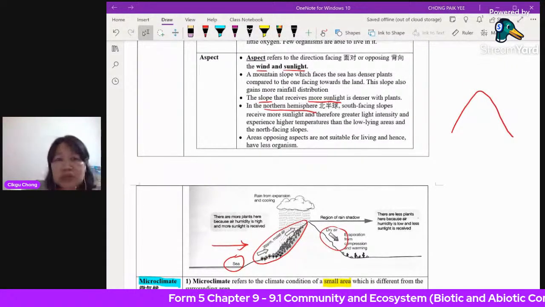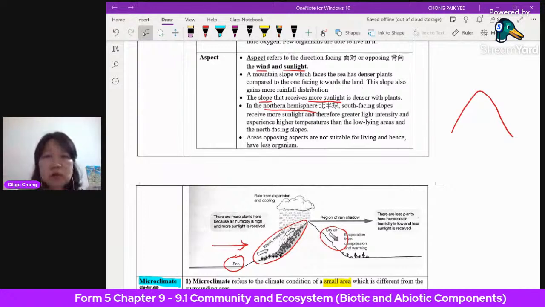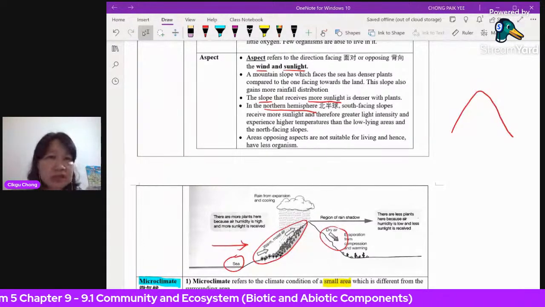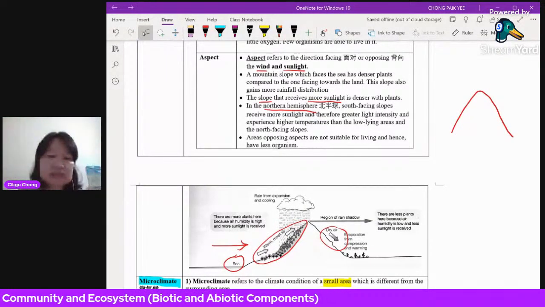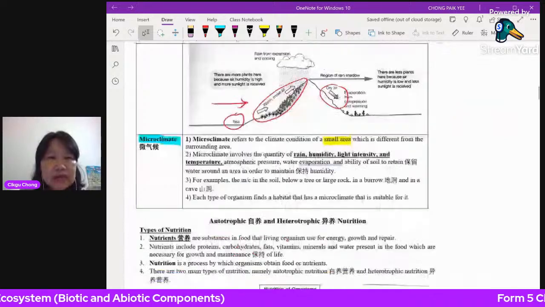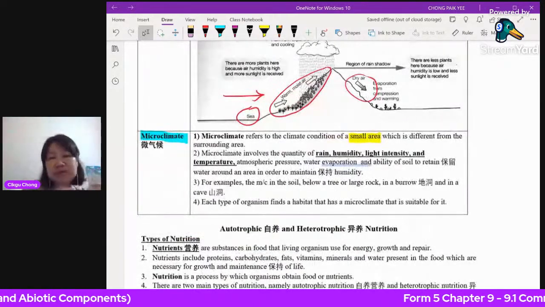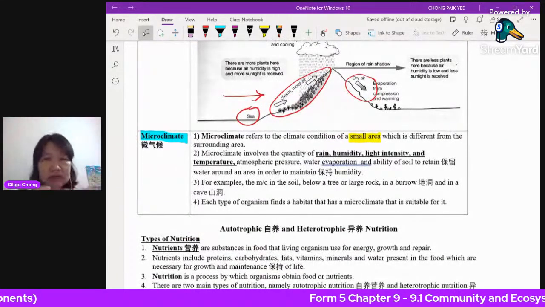Does it get the wind? Does it get the water, the humidity? So that's the core aspect, which side it faces. Microclimate is the little climate. It means a small little climate in a small area.